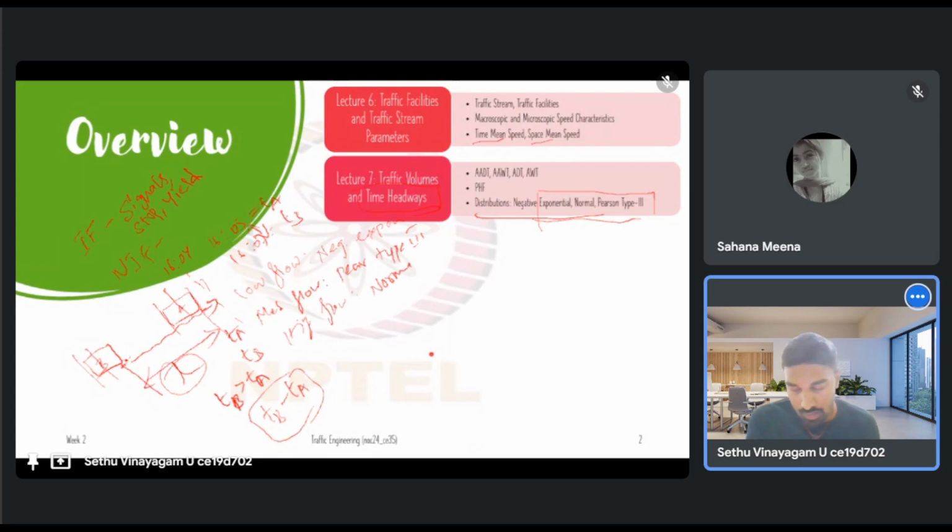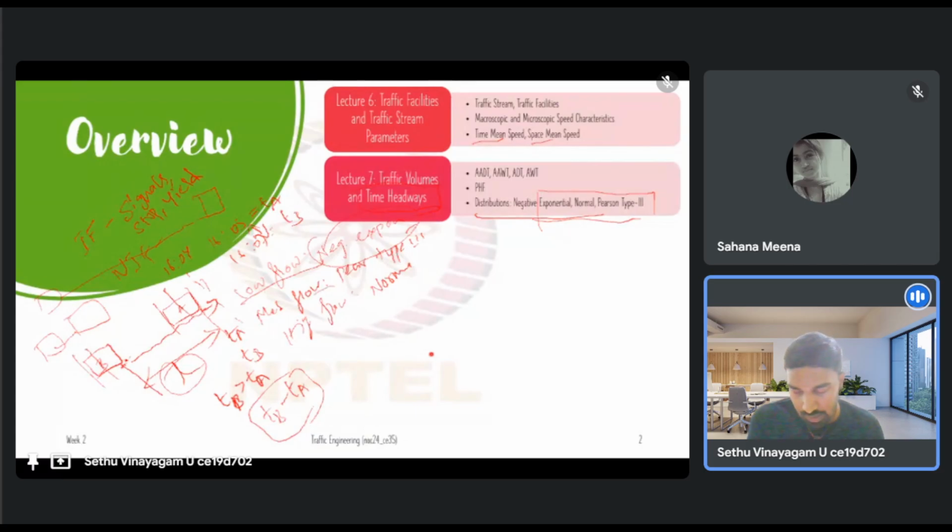Why is it so? In low flow conditions, which means the flow is very low, you could have vehicles that are closely following each other, or you could have vehicles that are very far apart. Anything is possible depending on the rate of flow. So all possible headways are equally likely to occur, and the negative exponential is a fairly good fitting distribution for such conditions.